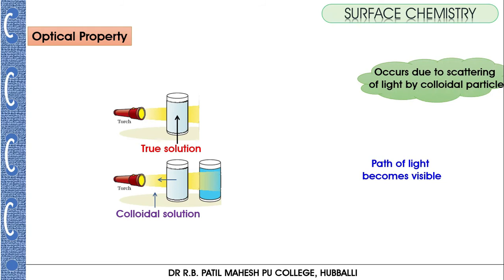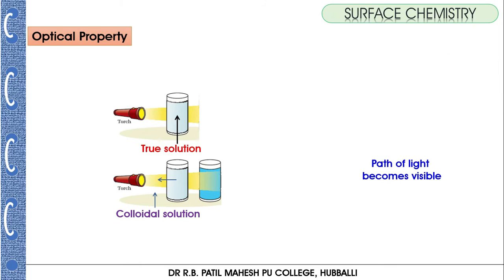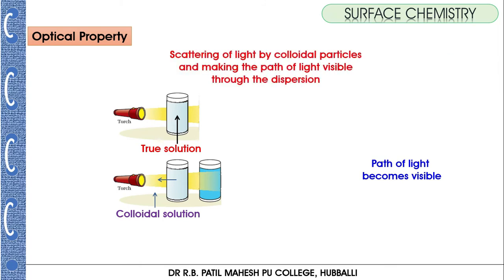It occurs mainly due to the scattering of light by the colloidal particles. This scattering of light by the colloidal particles makes the path of light visible through the dispersion medium. This was first observed by John Tyndall, and this effect is called the Tyndall effect. So they ask one more question, what is the Tyndall effect? The scattering of light by colloidal particles is called the Tyndall effect.